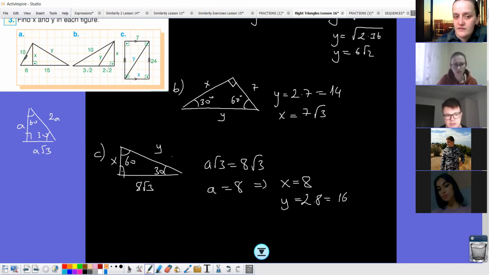Two sides are x plus 15, equal to y. x squared is equal to 10 squared, plus 15 squared is equal to y squared. So I am not solving this, it's yours, you can do it. What about in B?